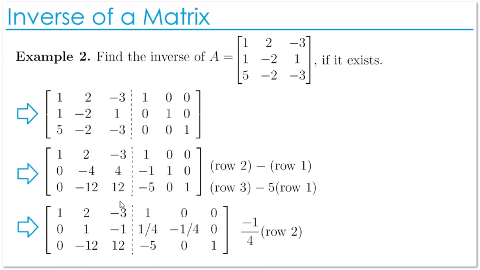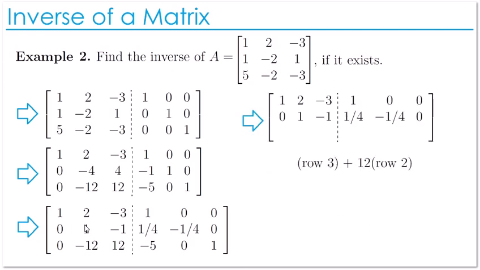To make the entry below this leading one a 0, we add 12 times second row to the third row, or row 3 plus 12 times row 2. Rows 1 and 2 will remain. Row 3, 0 plus 0 will still be 0. Negative 12 plus 12, that is 0. 12 minus 12, that is 0. Then just do the same. On the right part, you have negative 2, negative 3, and 1.